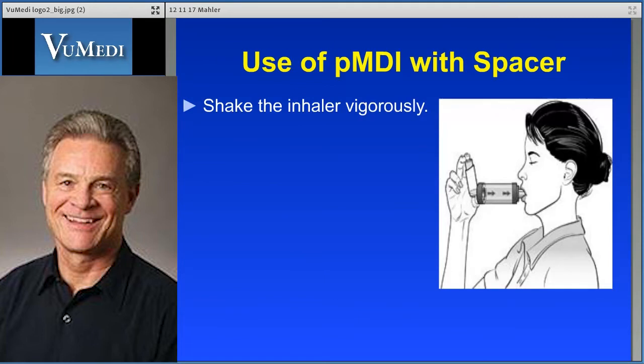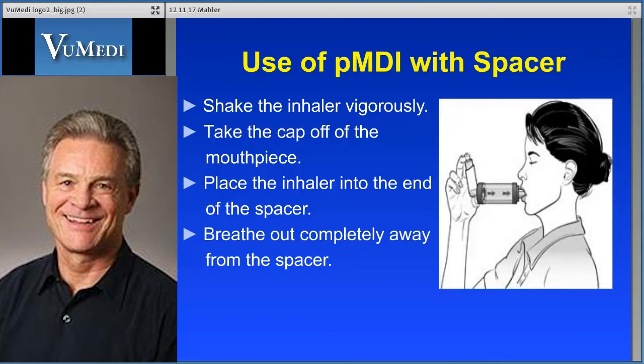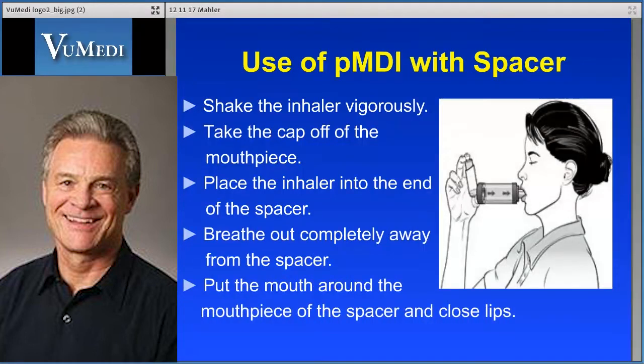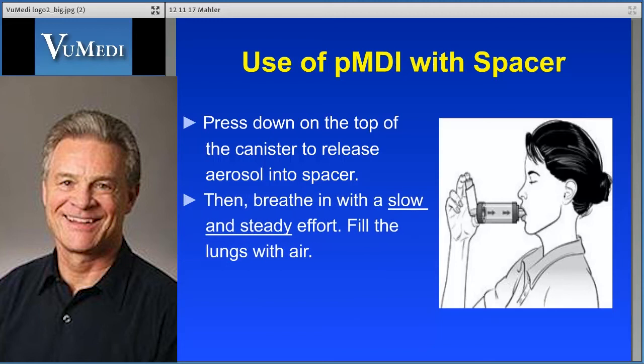To use the metered-dose inhaler with a spacer, shake the inhaler vigorously. Take the cap off the mouthpiece. Place the inhaler into the end of the spacer, as shown in the diagram. Breathe out completely away from the spacer, and then put the mouth around the mouthpiece of the spacer and close the lips. Press down on the top of the canister to release the aerosol into the spacer. Then breathe in with a slow and steady effort. Fill the lungs with air.